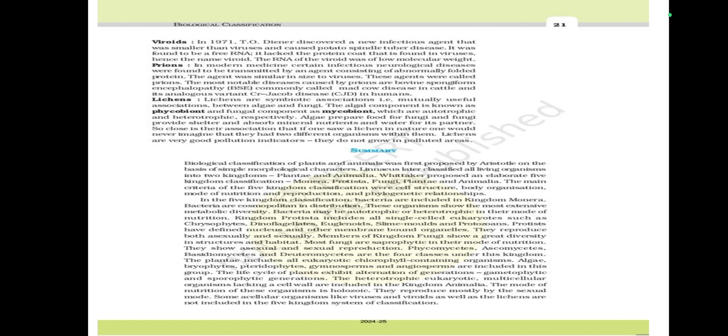Under kingdom Plantae, bryophytes, pteridophytes, gymnosperms, and angiosperms are included, with alternation of gametophytic and sporophytic generations. Kingdom Animalia includes heterotrophic eukaryotic multicellular organisms; the nutrition of these organisms is holozoic. They can reproduce mostly by the sexual mode. Some acellular organisms like viruses and viroids, as well as the lichens, are not included in the five kingdom system of classification.